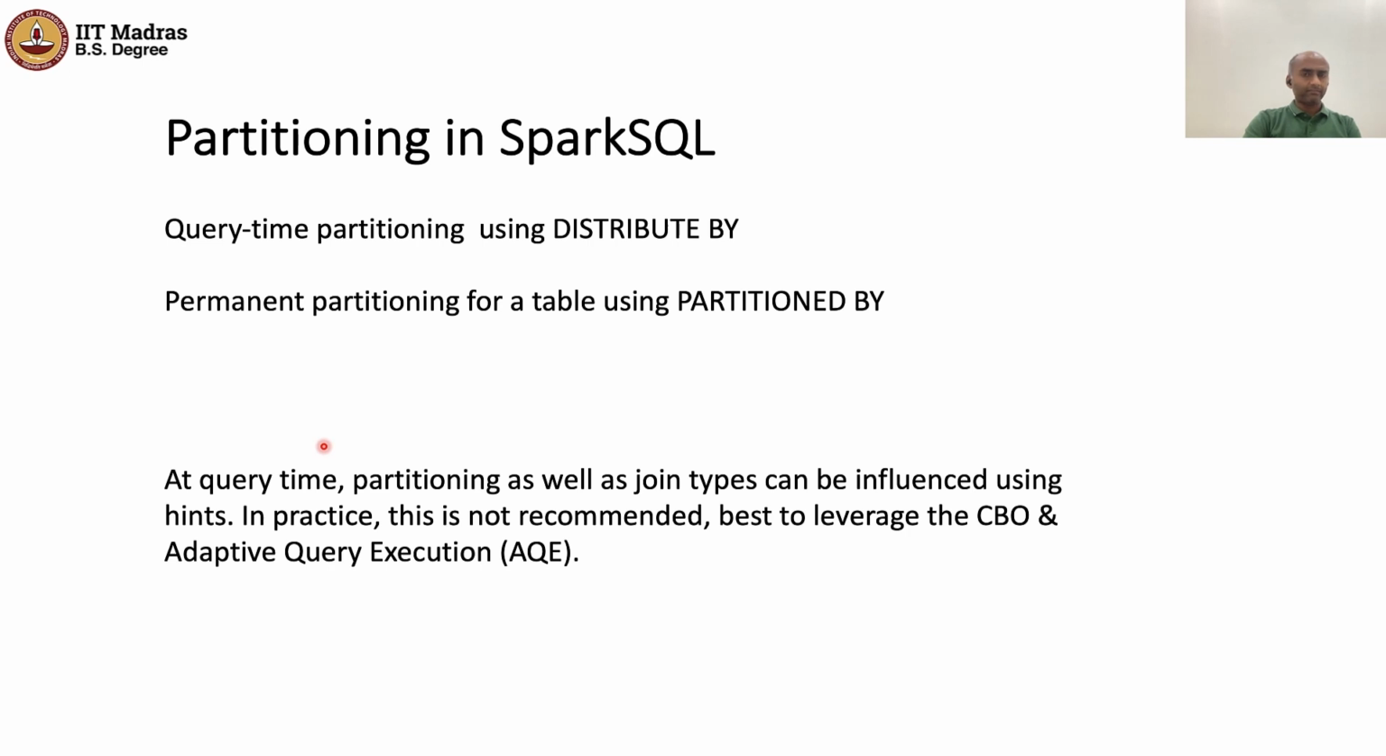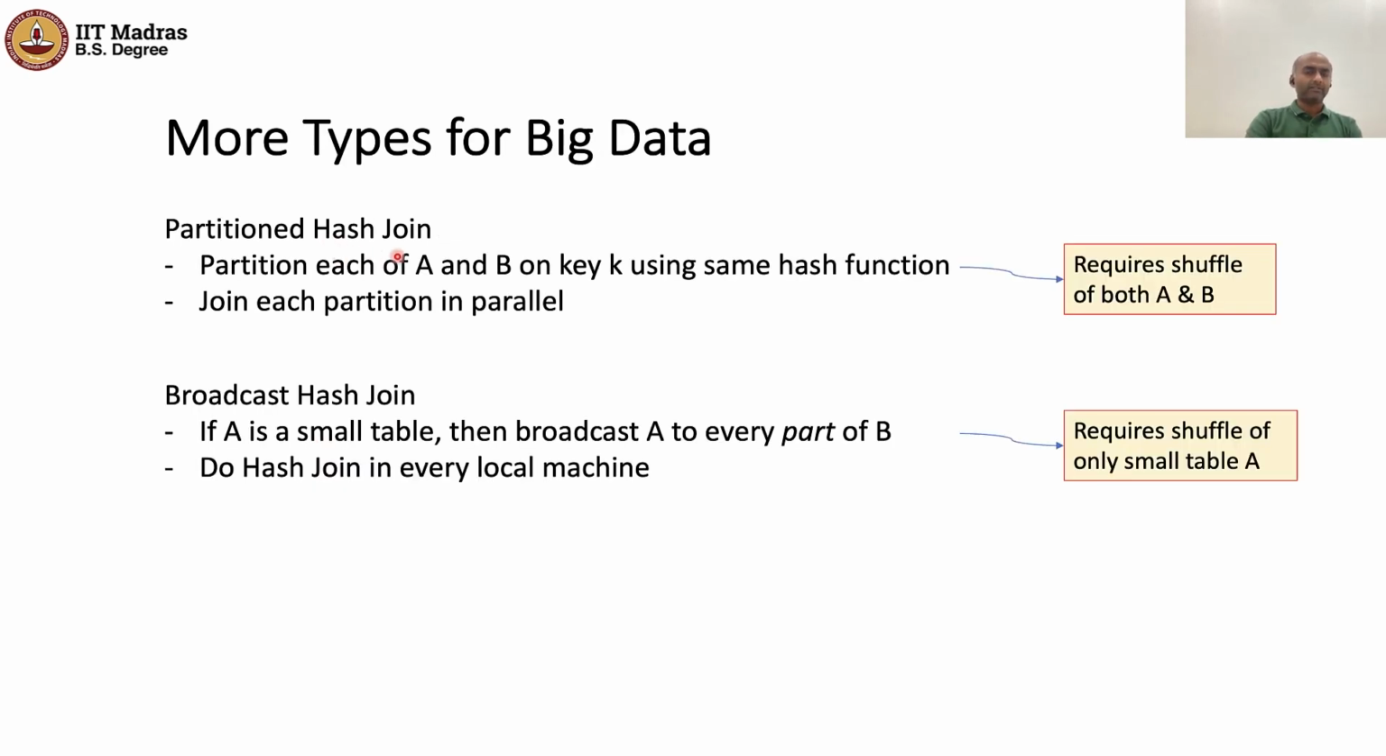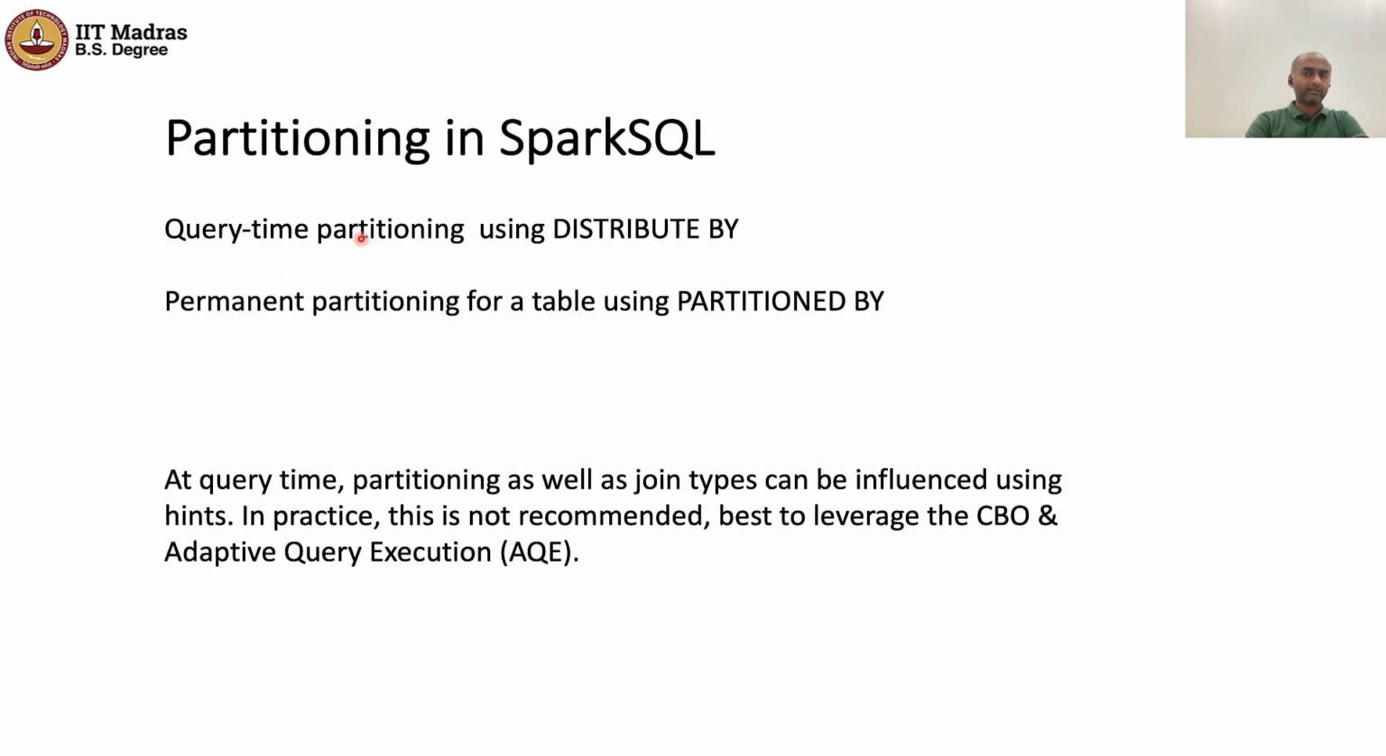So let's spend a few more minutes talking about partitioning. How do you even specify this? Remember we said you partition A and B to arrive at this partition hash join approach, etc. How do you specify it? There are two methods. One, at the time of creating the table, which is what I call permanent partitioning of a table, and the other is at the time of specifying a query. So that's more temporary, right?